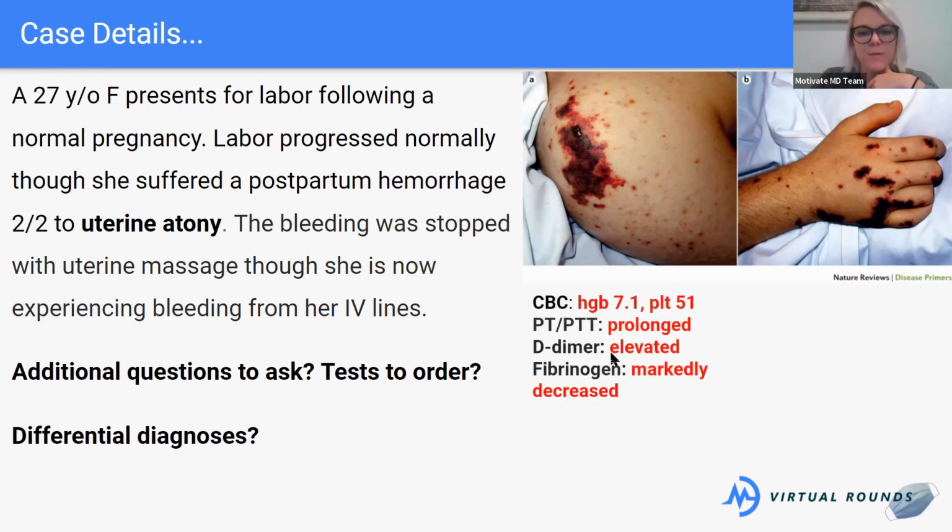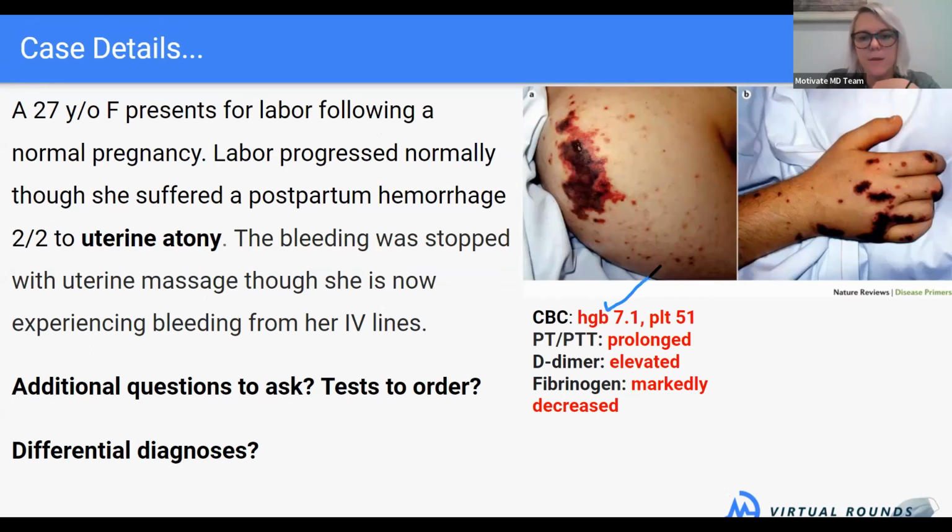And here's our labs. Somebody said they wanted a CBC. Good idea. This patient has a hemoglobin of 7.1. At what point do we transfuse? Do you guys remember from our anemia talk, from all those other talks? Do you remember the cutoff for transfusion? That's okay if you guys don't. It's 7.0 is our cutoff.